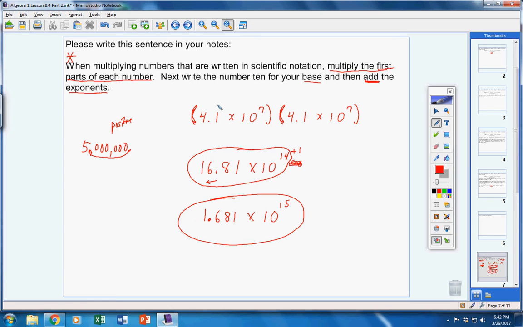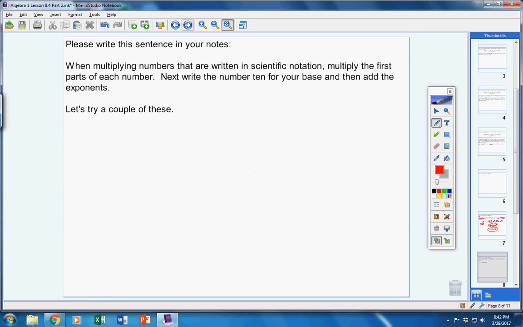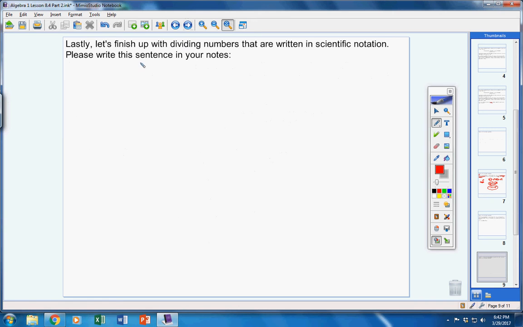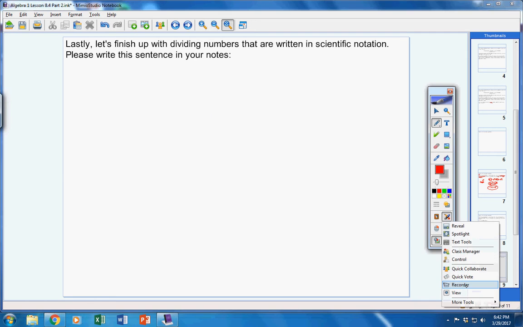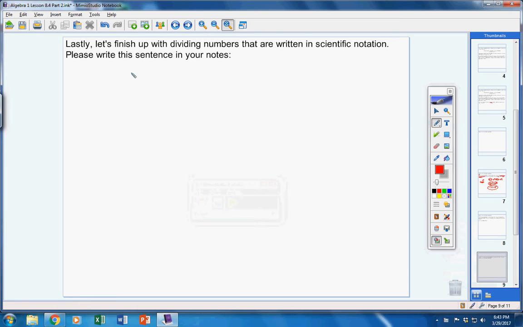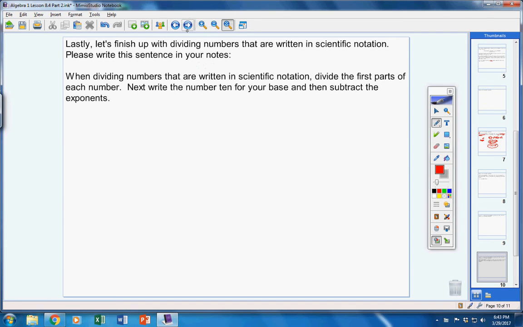It's really simple. Multiply the first parts, write a 10, and add your exponents, okay? Now, let's finish this up by dividing numbers that are written in scientific notation. I would like you to write this sentence in your notes, please. Now pause the video, that's fine.